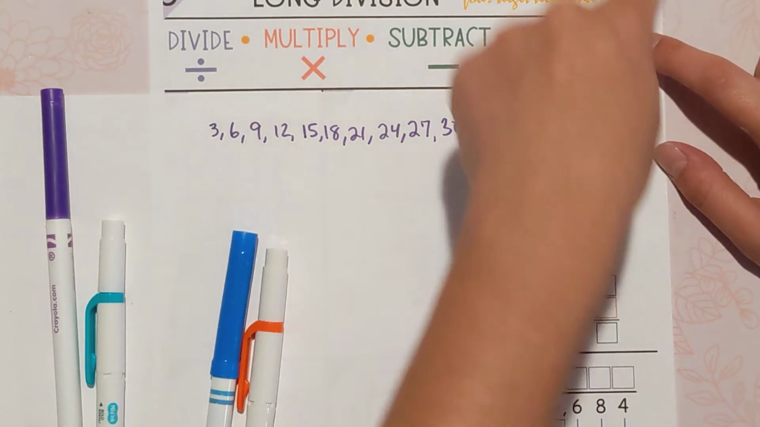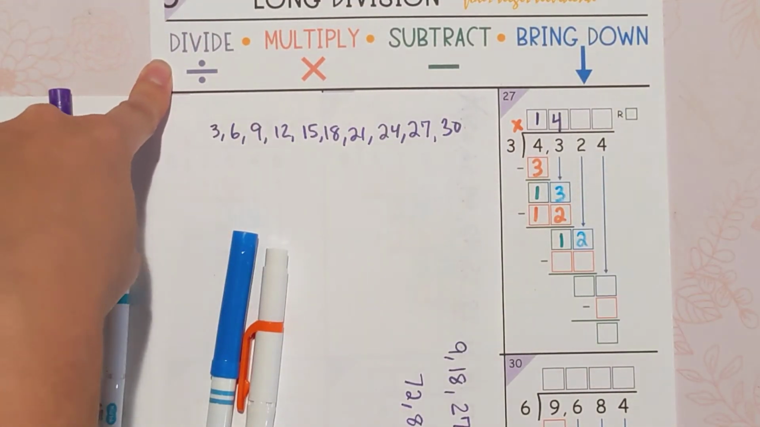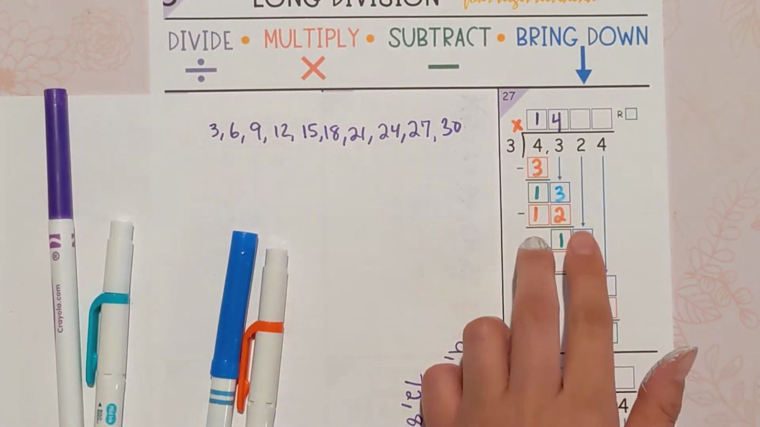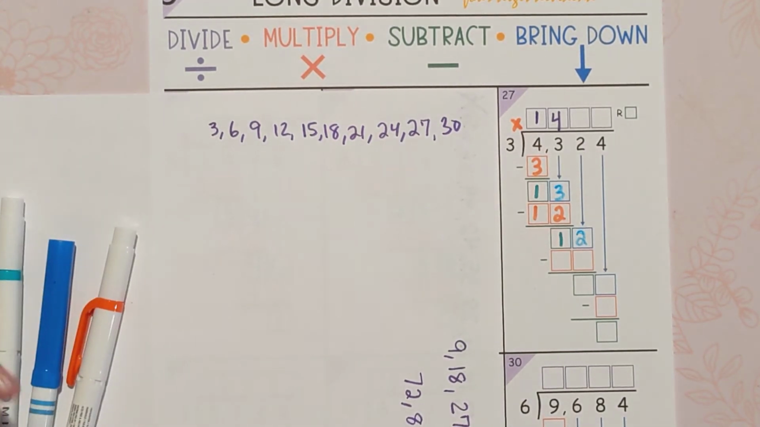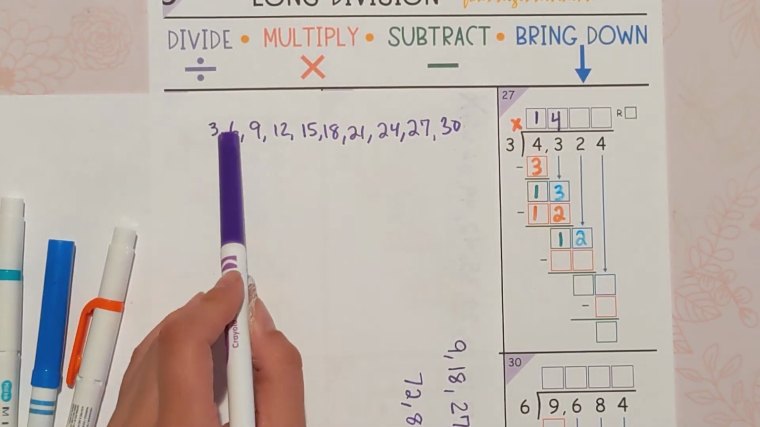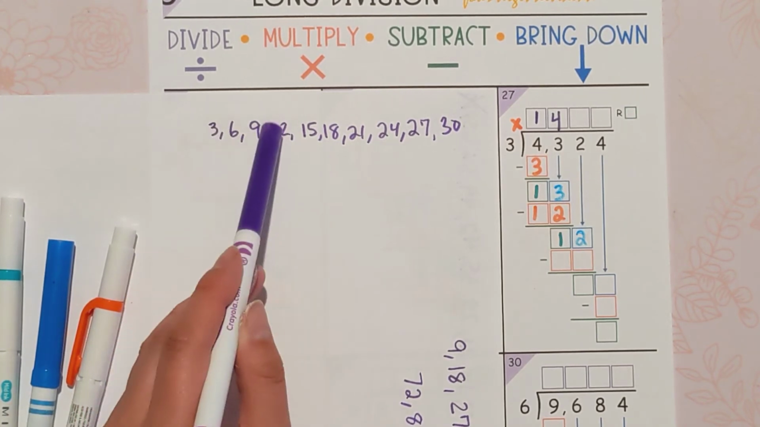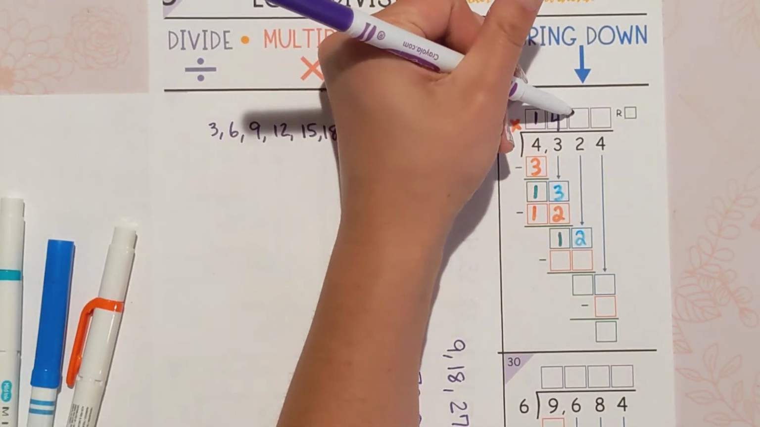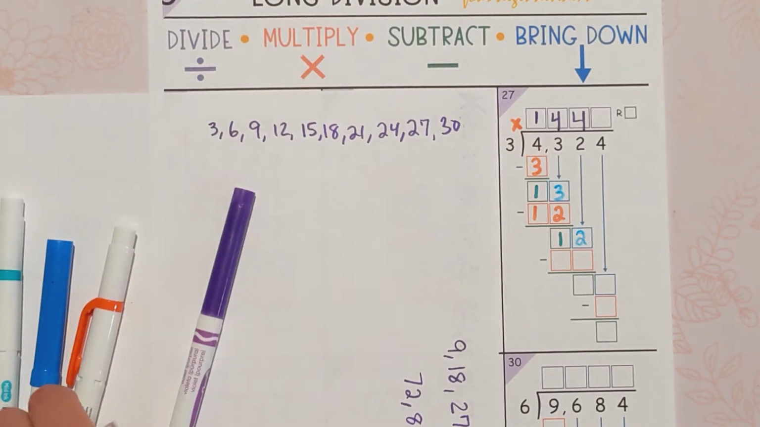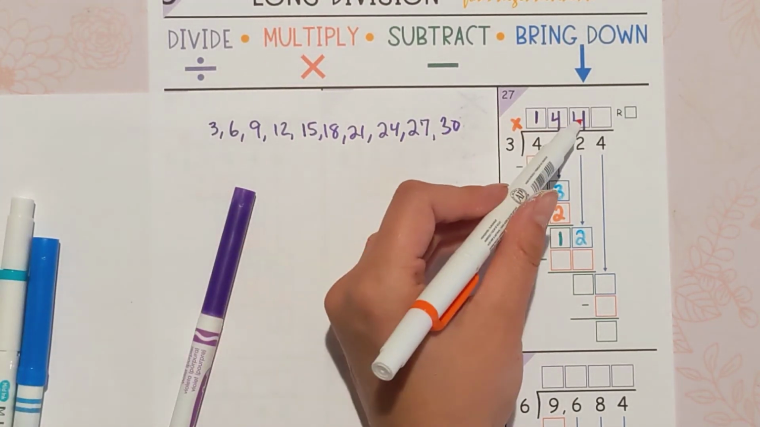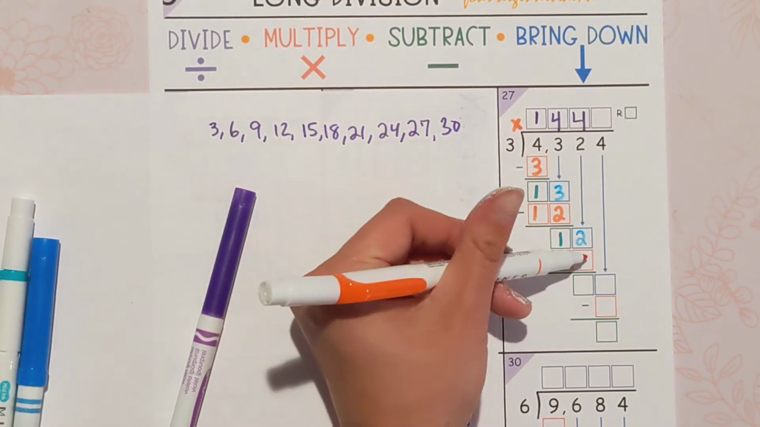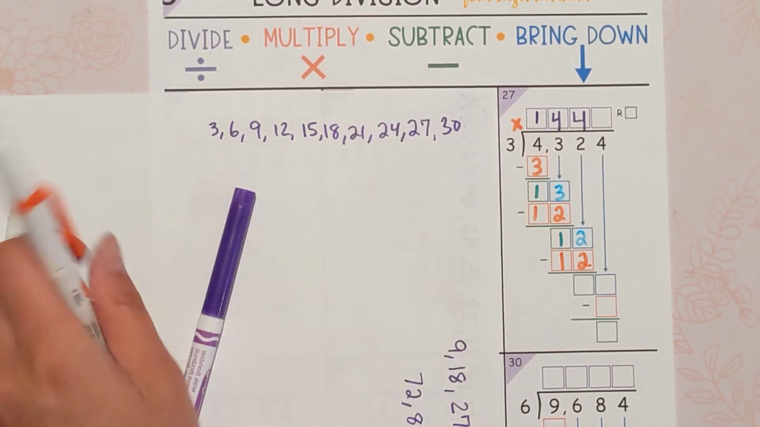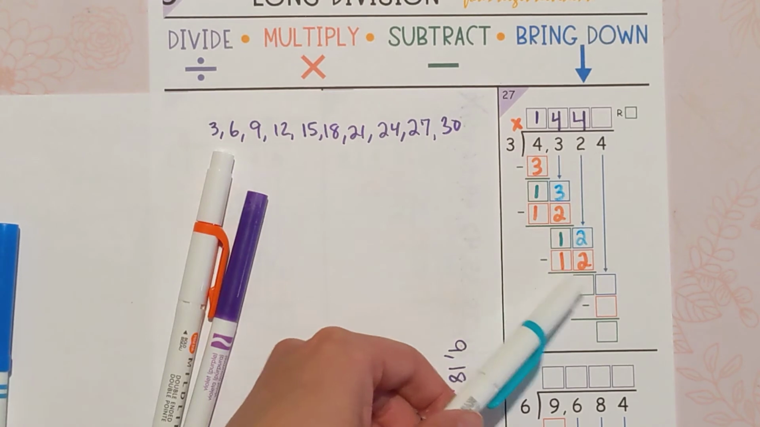All right, coming back around, we're going to divide. What are we dividing? 12 divided by 3. So how many times can you skip count your 3s to hit or get close to 12? 4 times. This time it actually hits it exactly. Now we're going to multiply 4 times 3, which is 12. We are subtracting 12 minus 12, which is 0.